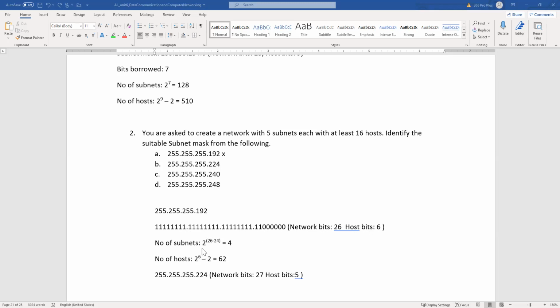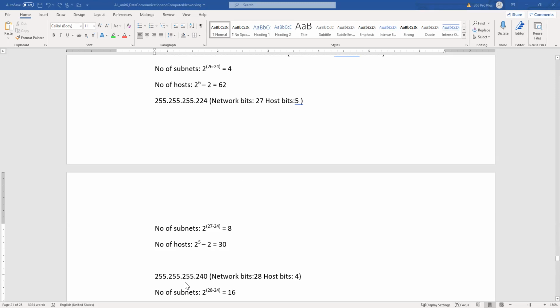From the previous equations, we know that to get the number of subnets, we take the number of network bits and subtract the default value to find the number of borrowed bits. So in this case it will be 2 to the power 2, which will create 4 subnets. And the number of hosts is, with host bits 6, 2 to the power 6 minus 2, which is 62. We are expecting at least 5 subnets, right? This gives 4, so the first one is ruled out.